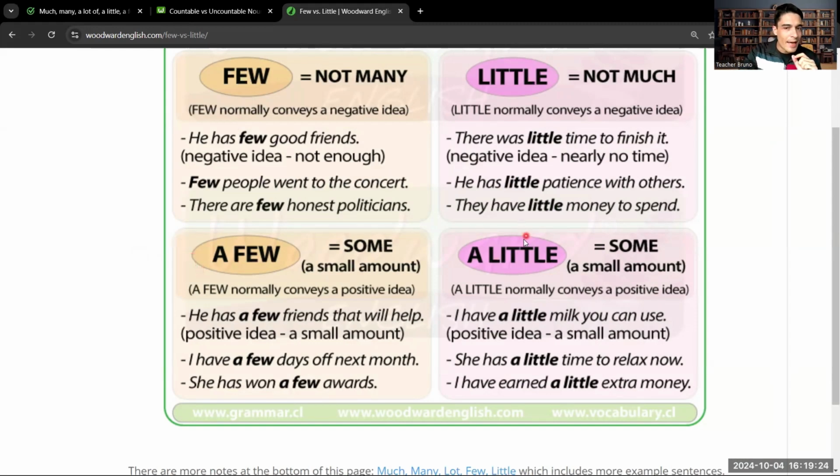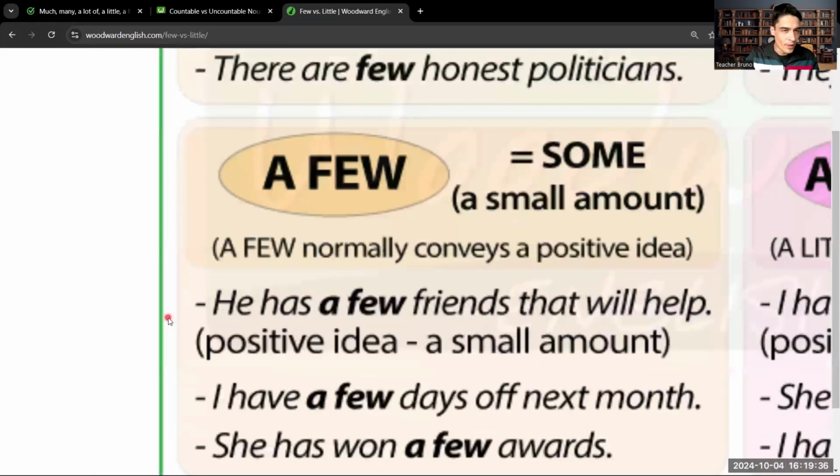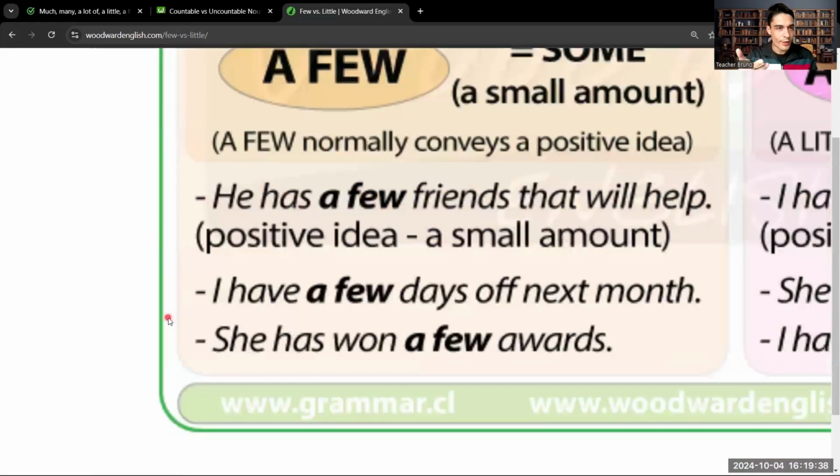There's a significant difference between few and a few, little and a little. A few and a little, with the article, it conveys a positive, a good idea. He has a few friends that will help. Well, that's very good. He has a few friends that will be there. I have a few days off next month. That's fantastic. I'm gonna travel.